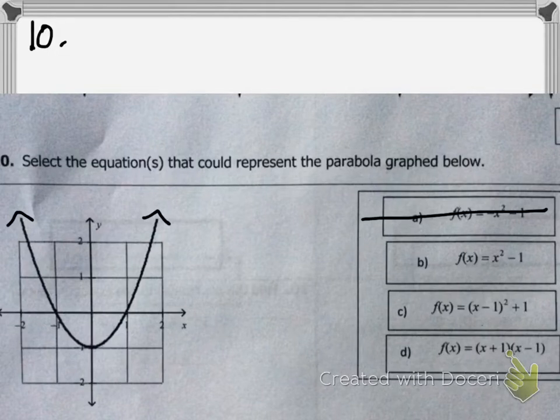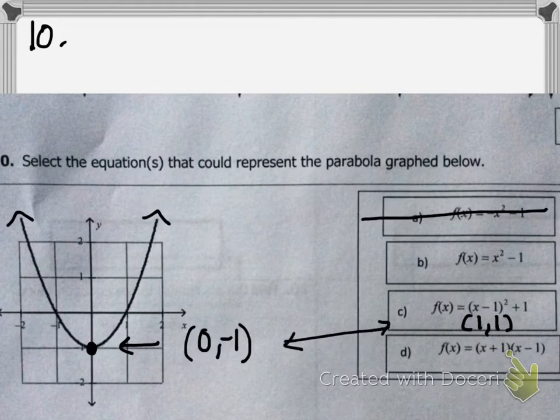Second thing I notice is that the vertex, that lowest point, the minimum, if I had to name that as an ordered pair, it would be (0, -1). So if it's in vertex form, which part C is, that vertex should be (0, -1). But if you look at part C and pull out the vertex, you always do the opposite sign of what's inside the parentheses to find the x-coordinate, so that would be a 1, and the back number is your y-coordinate, 1. These obviously do not match, so part C should be crossed out.